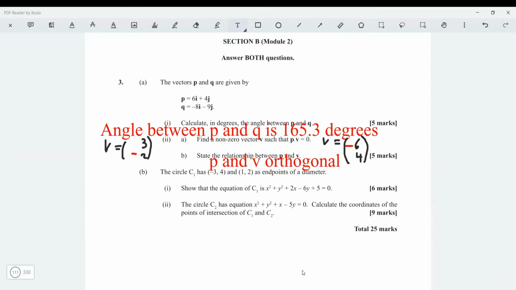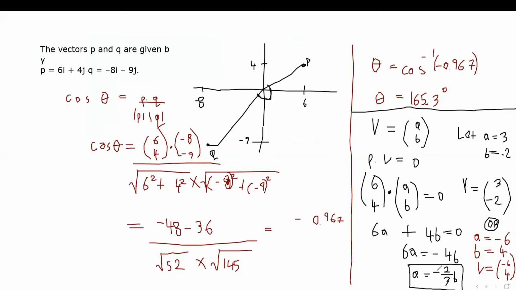Find the non-zero vector V such that P·V equals 0. It says find A, meaning you have multiple. Find A, multiple is there. That's all they're telling you. And we already found a couple. We found 2. We established that right here. So one possible answer is 3 minus 2.